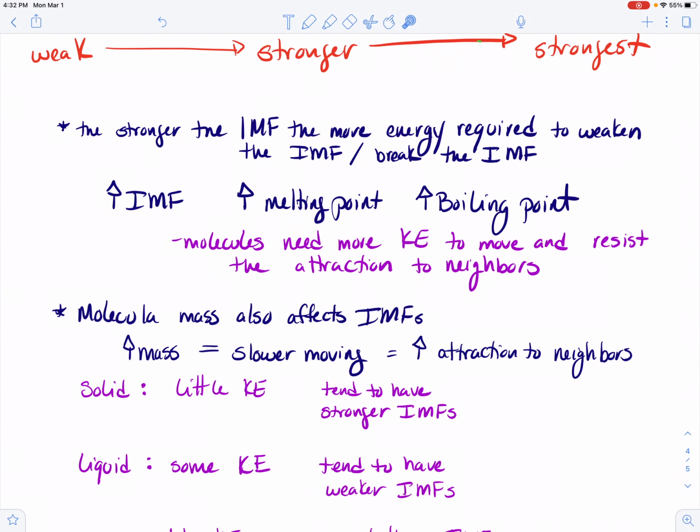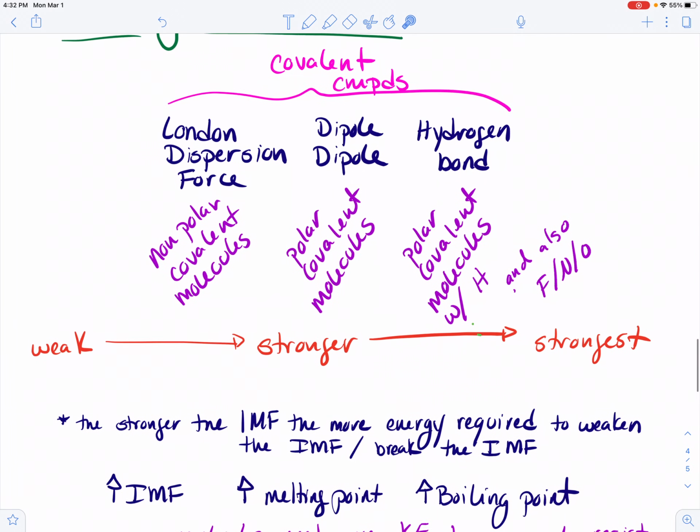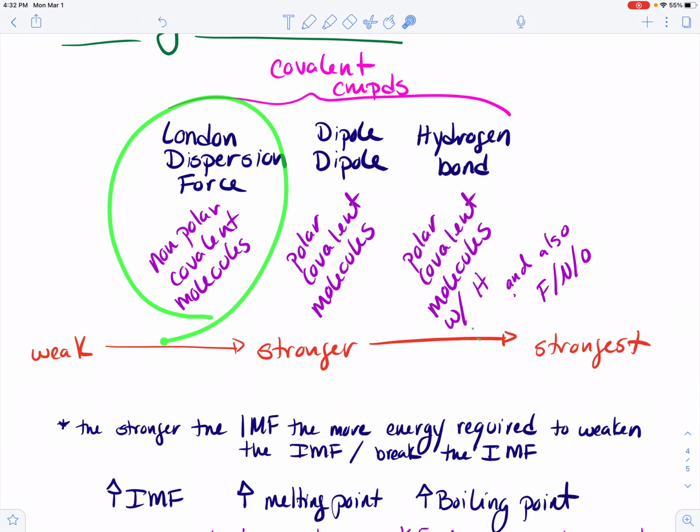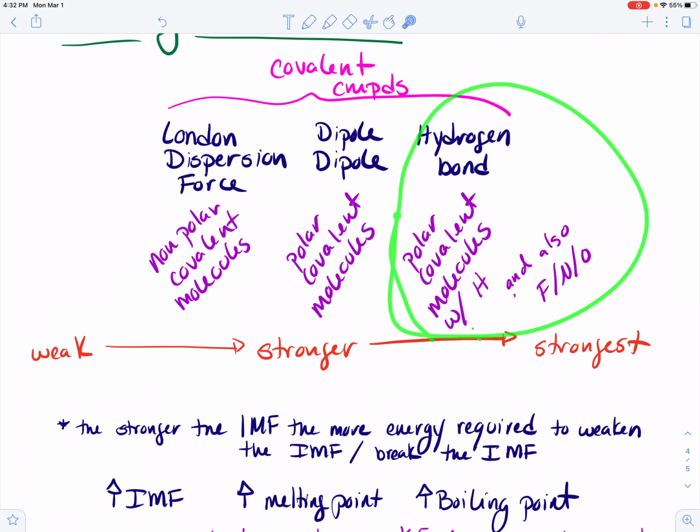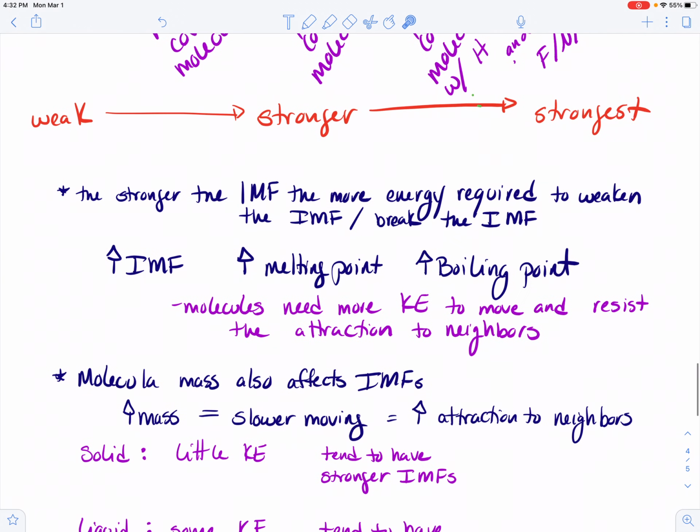Now, just a little bit about our IMFs. We don't typically think about just one IMF happening. We think about lots of IMFs happening. That's why London dispersion force can explain why a gecko can stay on top of a wall. When you float on top of the water, that can be explained when talking about hydrogen bonds because of those intermolecular forces. So when we talk about our intermolecular forces, it helps us explain a lot of the things that we see happen in nature.